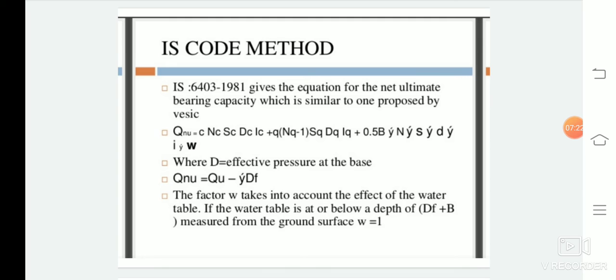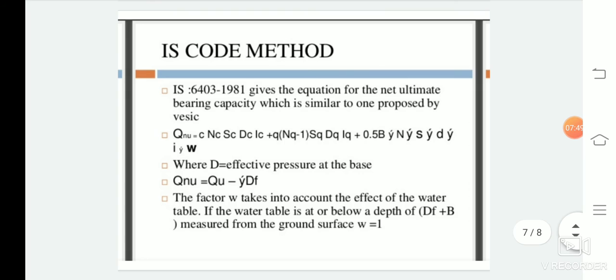the previous equations which are provided by every scientist. The main difference is that only a few other factors have been incorporated in this formula. Otherwise, the basic factors or the basic formulas are approximately similar to the previous bearing capacity equation. So what is the value from the IS code method?